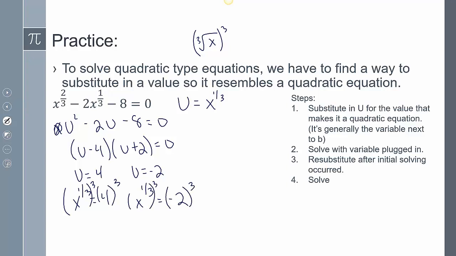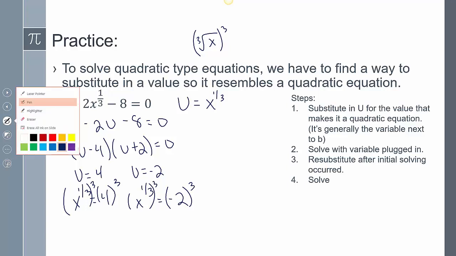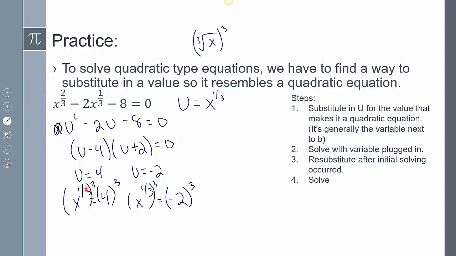now another reason why cubing works is because, remember, I have to multiply these powers. This 1/3 and this 3, I have to multiply those together. Well, 1/3 times 3 gives me 1. Well, that's x to the first power. That means x is by itself. And so I get x equals 64 and negative 8. And that's going to be my answer.